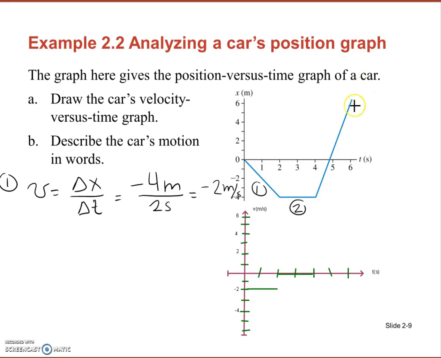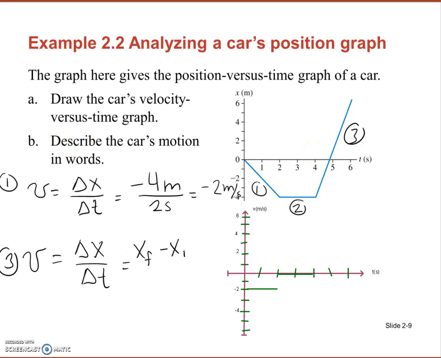There we go. And for the last part, 3, our speed is equal to the change in position over the change in time. And that's equal to, so my position now changed final minus initial, right? X final minus X initial over delta T. I don't want to make any more mistakes.